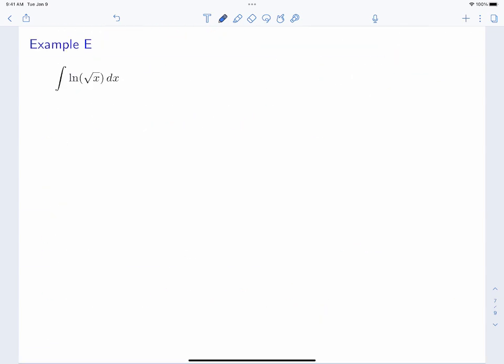For our next example, we're looking at the integral of the natural logarithm of the square root of x. Now, it might help if I just rewrite this as the integral of ln of x to the 1/2 dx. Because now I see that I have ln of x raised to a power. So once again, we want to use that rule that we were talking about earlier. Ln of x to a power is equal to p times ln of x.